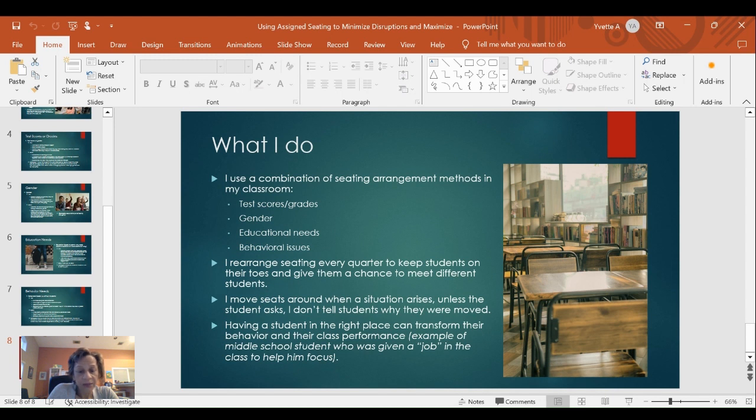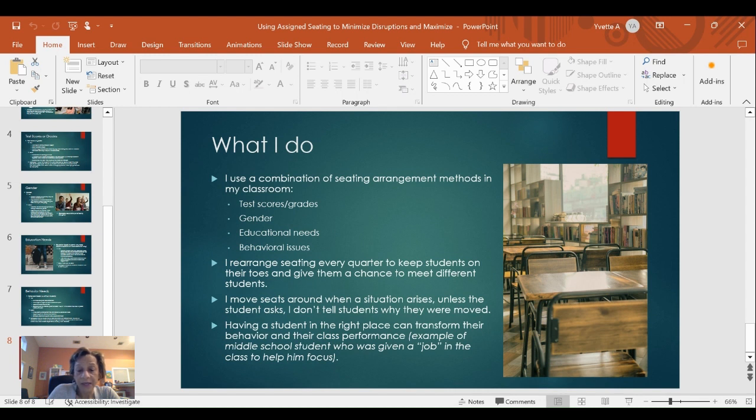When students say to me, why do I have to move? Usually I say, well, I'm trying to help you. Let's see if you can find a way to focus better. I had a student recently say, well, I wanted to sit next to this girl over there, and she was helping me. And I said, well, really, it's not her job to always be helping you, but coming over this way, I can help you better. And this group here is more available to help you. So having a student in the right place can actually transform their behavior in my classes. I've noticed their class performance improves.